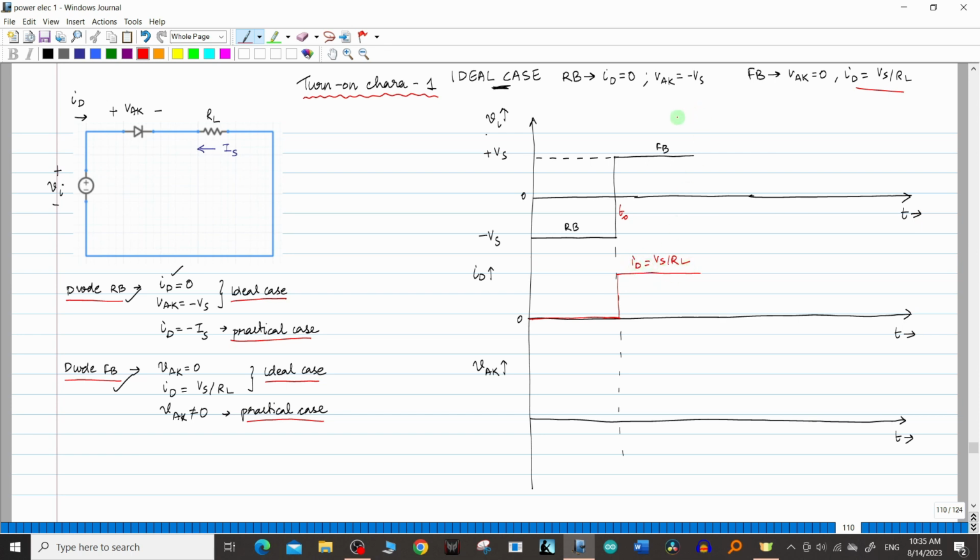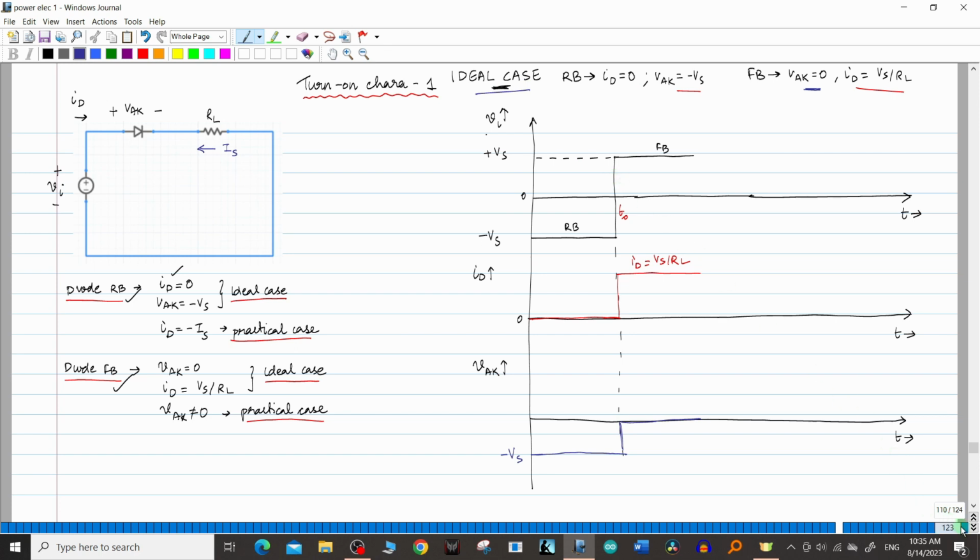Now let us draw the value of VAK. So VAK in the reverse bias condition is minus Vs, right? So this is minus Vs. After T0, that is when the diode becomes forward biased, VAK value is equal to 0. So the graph will look like this. So this is a simple turn on characteristic for the ideal case of the power diode.